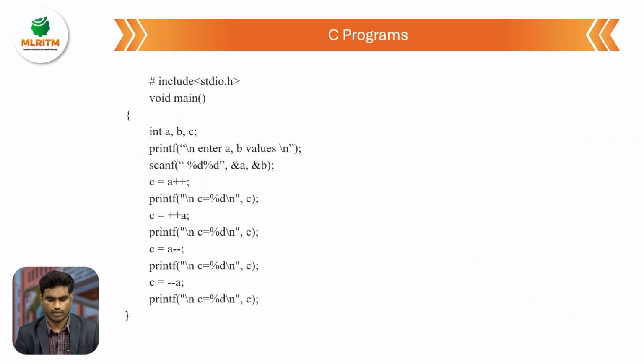Here we are taking one example. First, A, B, C are declared as variables. After declaring the variables, we read the two input values, A and B. Here, first assign, then increment. For example, if the A value is 5, the 5 value is assigned to C, and after that the A value becomes 6.